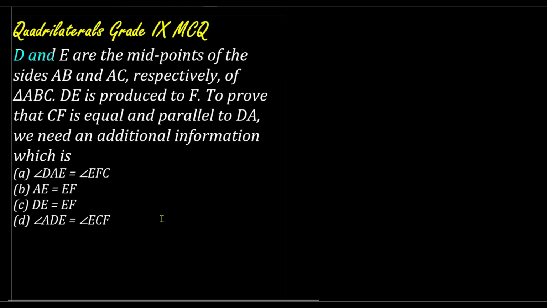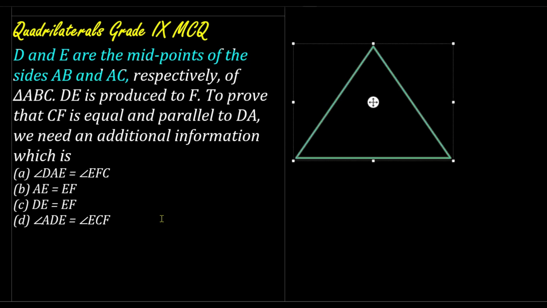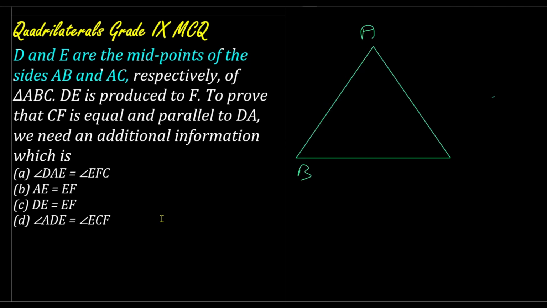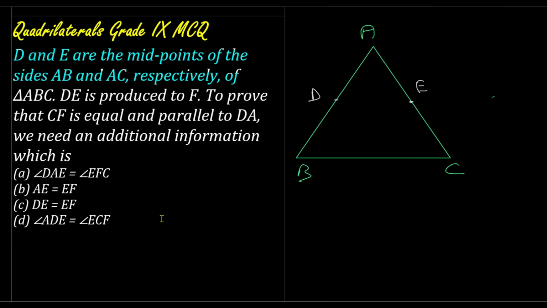And when I come to the next question, it says D and E are the midpoints of the sides AB and AC. So why not make a triangle first? I take a triangle and I name this as ABC. Further, we are given D is the midpoint. Let's say D is the midpoint of AB. And E is the midpoint of the other side, that is AC here. And further DE is produced, so we can produce DE, joining D with E, and it is produced further.